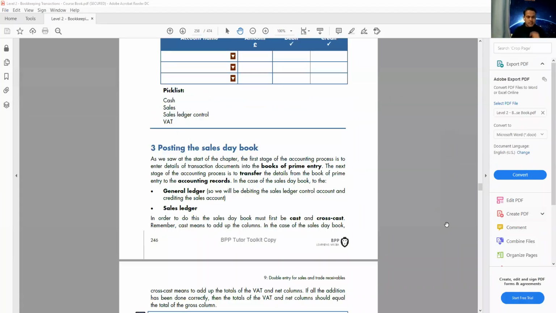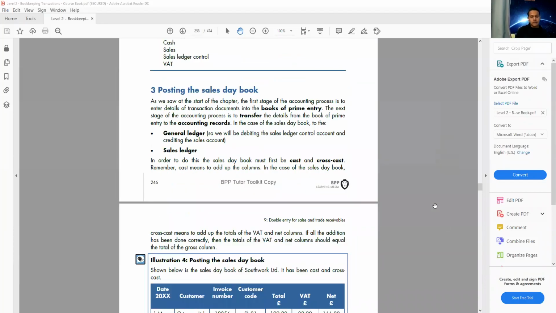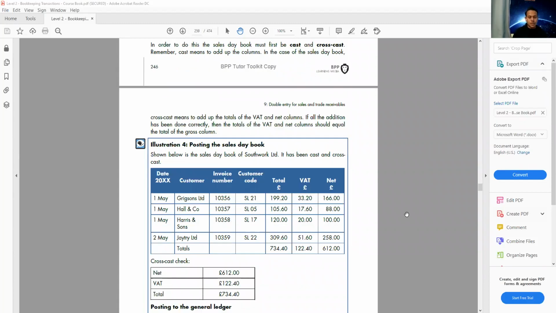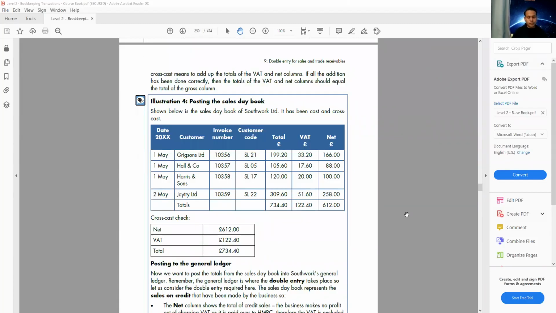So, posting to the sales daybook. Now, what does that mean? Okay, so we have a different type of book. If you remember from chapter number 1, we have different types of books of prime entry. We have a sales daybook, a purchase daybook, a sales return daybook, a purchase return daybook, and a cash book. All these books are books of prime entry.